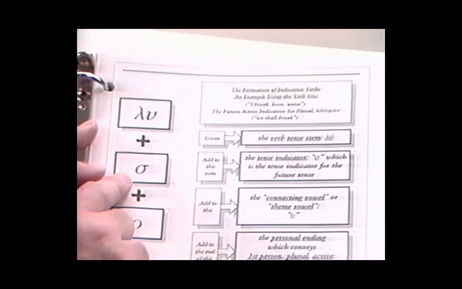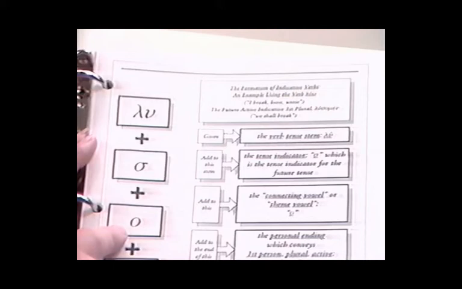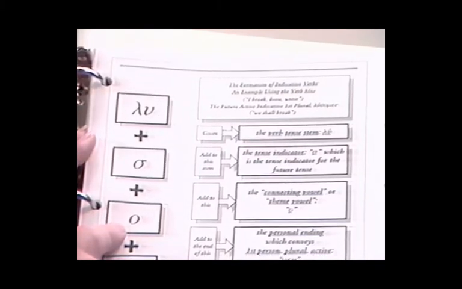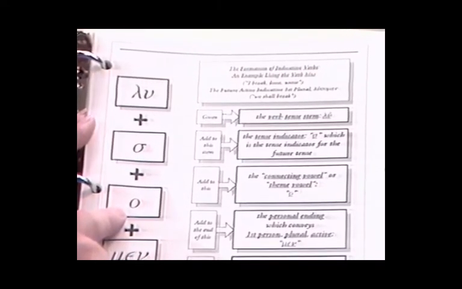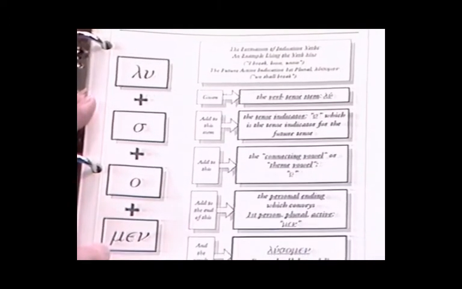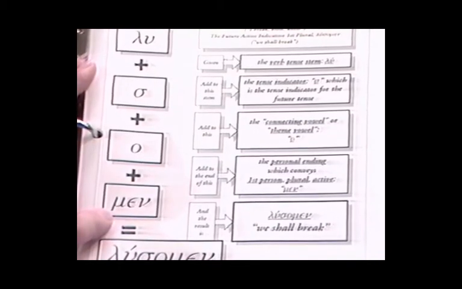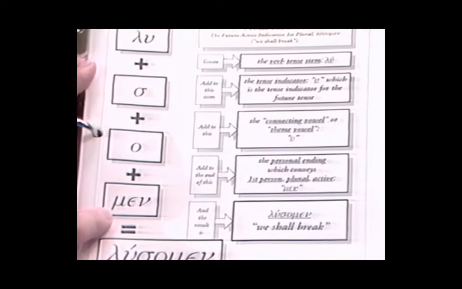To this, we add a tense indicator. The tense indicator for the future tense is a sigma. And by adding this sigma, it is telling us future tense. To this, we will add a connecting vowel. And a connecting vowel is, as I said, just like a piece of cement or glue, which attaches the next thing we add, a personal ending. This personal ending tells us first plural, we, and it also tells us active voice.